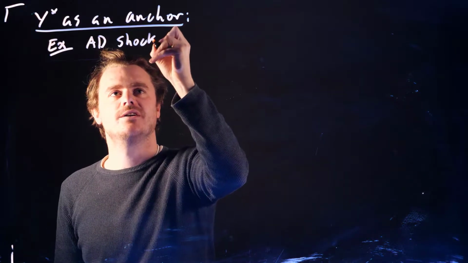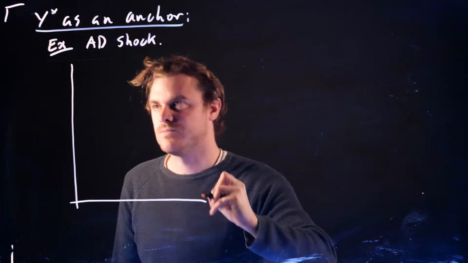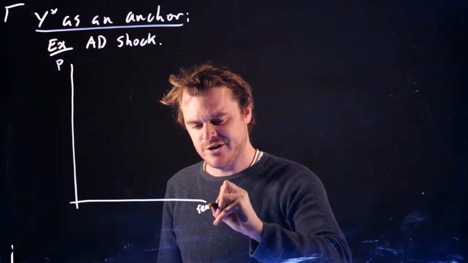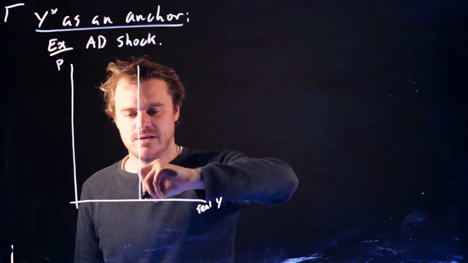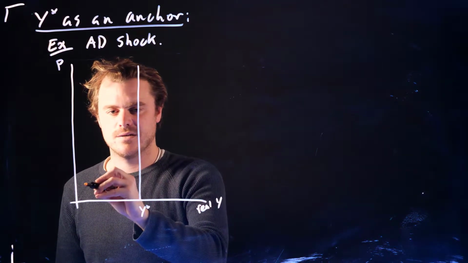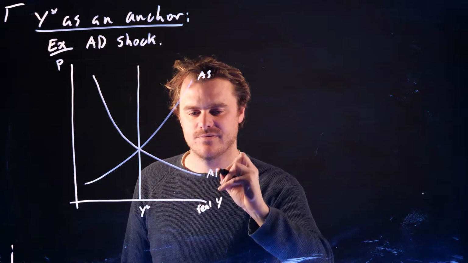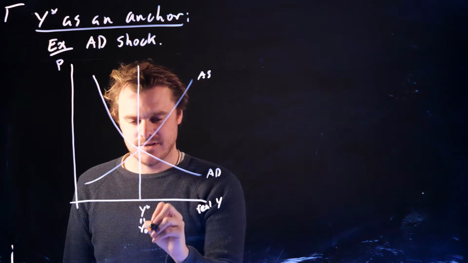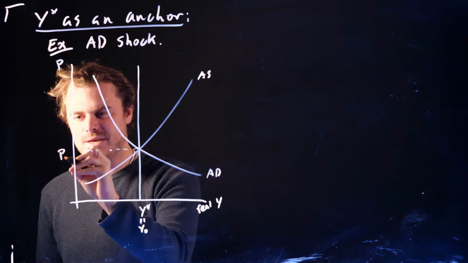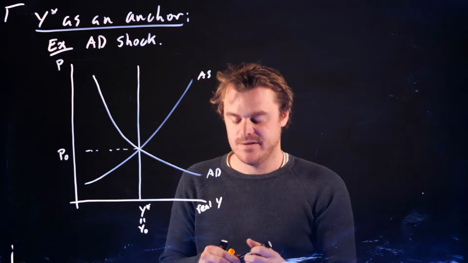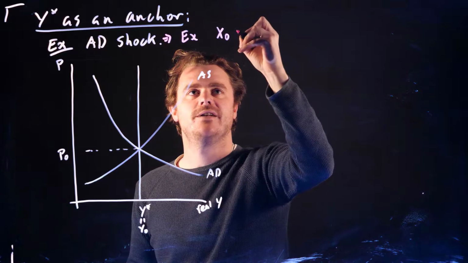Let's look at an AD shock. So here's the price level. Here's the real Y. Let's start off at this point of Y star. Here's our AS curve, and here's our AD curve. So right now we're at Y0, where AS and AD meet right at Y star, and we have this price level P0. Let's use the same one as before.